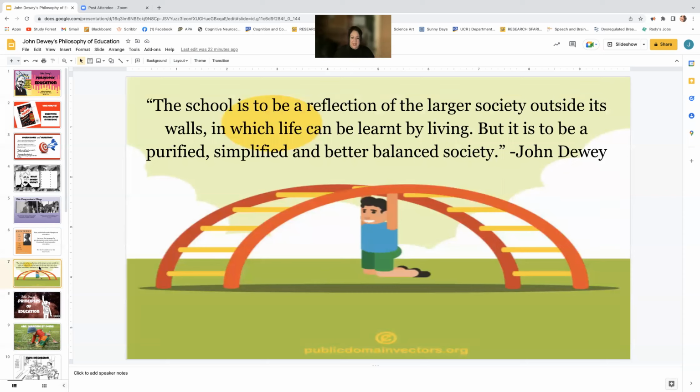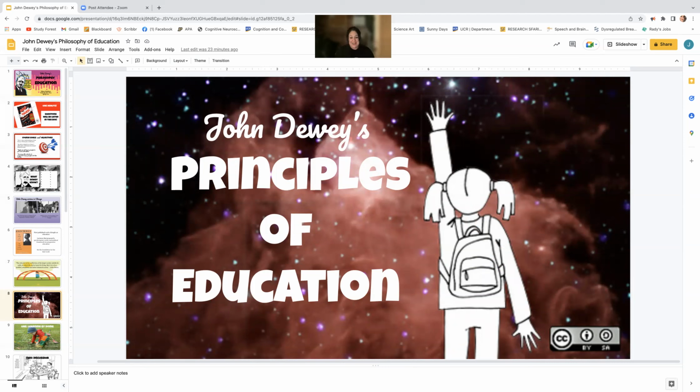So his quote is that school is to be a reflection of a larger society outside its walls, in which life can be learnt by living, but it is to be a purified, simplified, and better balanced society. So basically, he was saying school should be a playground to practice the future that we want to see, so that when they grow up, they can go create it. That is what he really believed school should be: preparation for life.